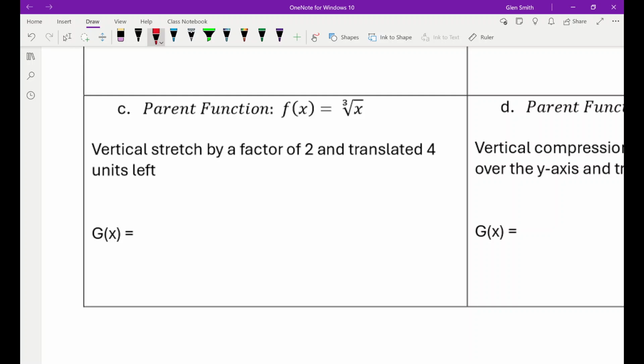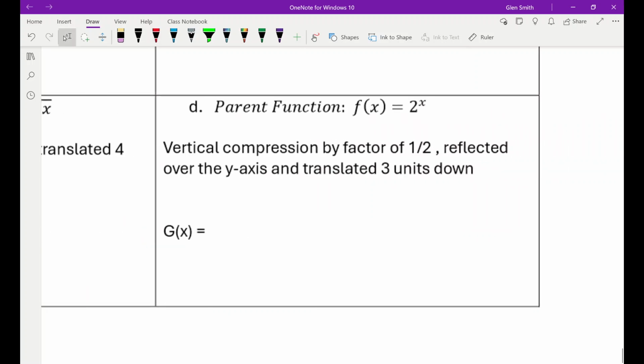A vertical stretch means multiply by 2. So this is going to become 2 cube root like that. And it should just be x in there, but I also want to move 4 to the left. So that means we add 4 on the inside. And then finally, I want to take 2 to the x. I want to compress it by a factor of a half. Well, that just means multiply it by a half like that.